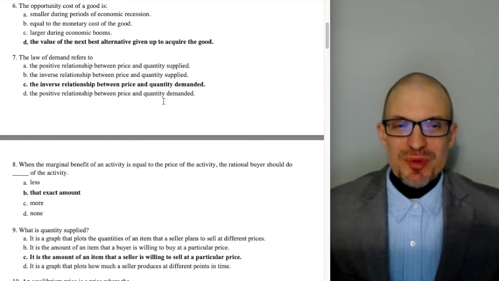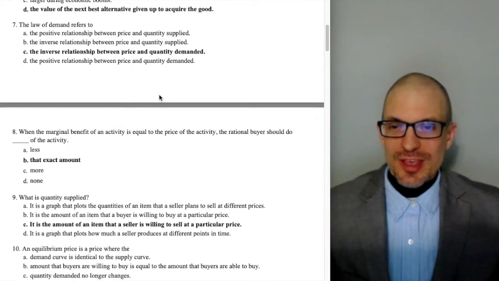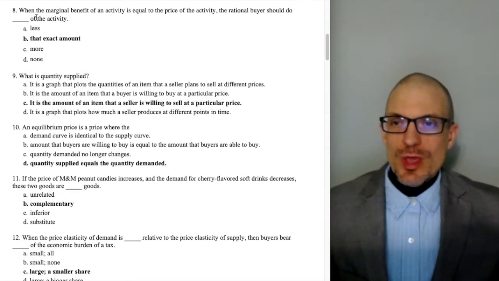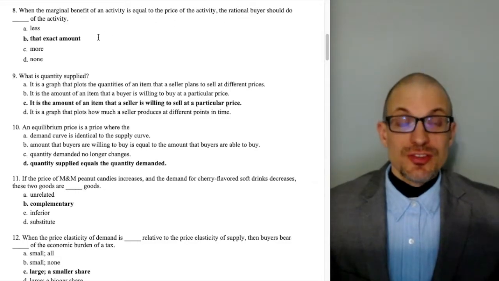I'm going to go through some of these a little bit slower. The first couple were meant as kind of true by definition, right? So that's all these are. When the marginal benefit of an activity is equal to the price of the activity, what should the rational buyer do? Well, they should do the exact amount.